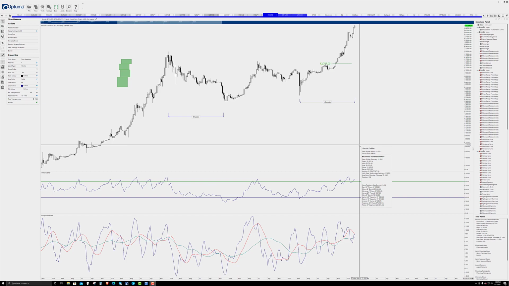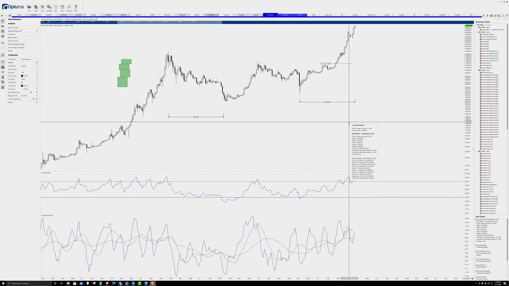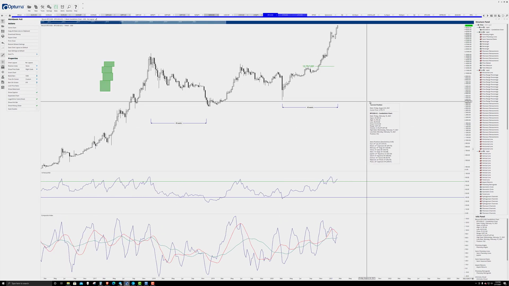It is 1:29 p.m. Eastern Standard Time on this 17th day of February, 2021. All right, I want to spend a little bit of time here looking at Bitcoin.